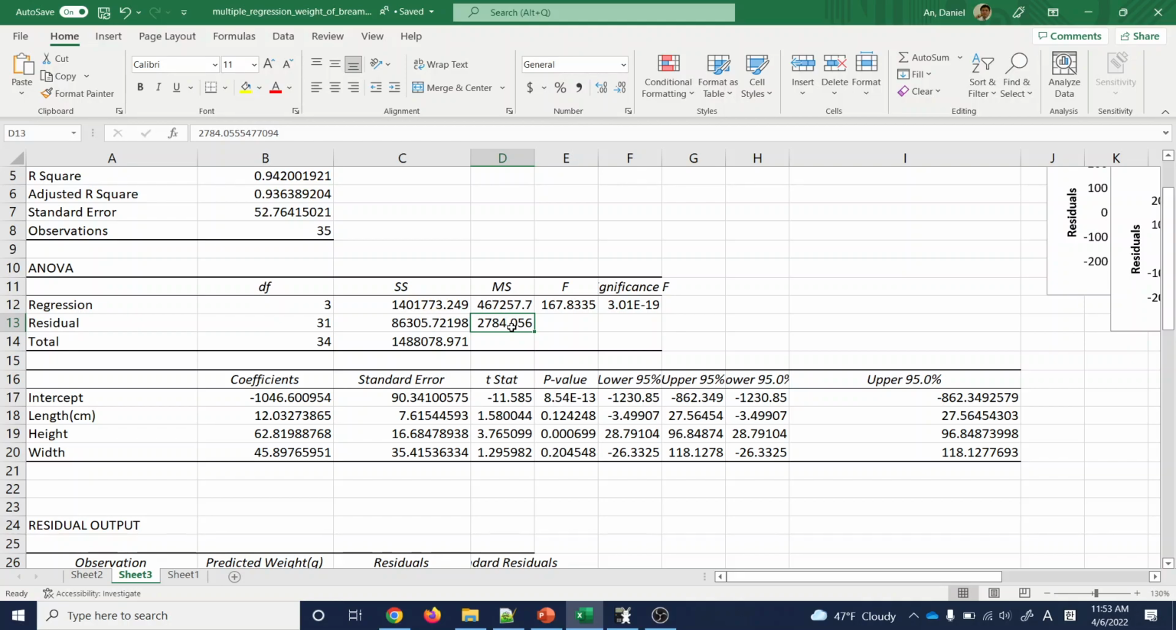The linear regression is doing a good job. The multiple linear regression is doing a good job if your residual is less, because residual is the error of your prediction. And what you do is you take the mean squared, which is the sum of the regression.